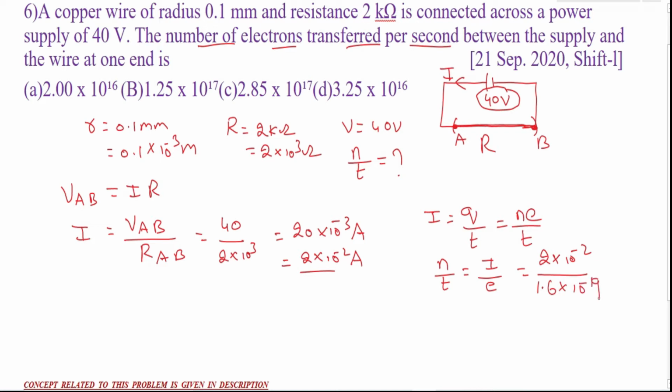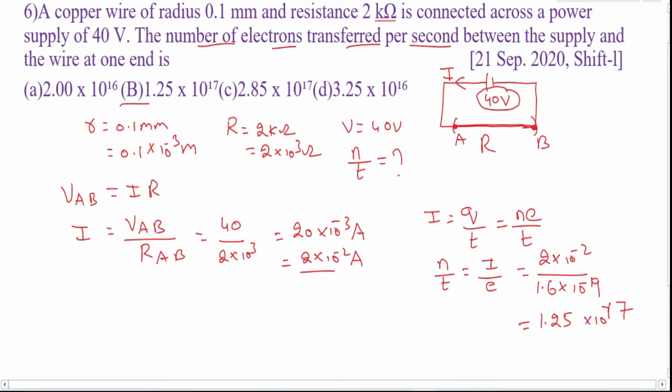Now if I solve this, what will I get? I'll get the number of electrons transferred per second as 1.25 into 10 power 17 electrons, which is nothing but option B in our sum. Now let us move to the next sum.